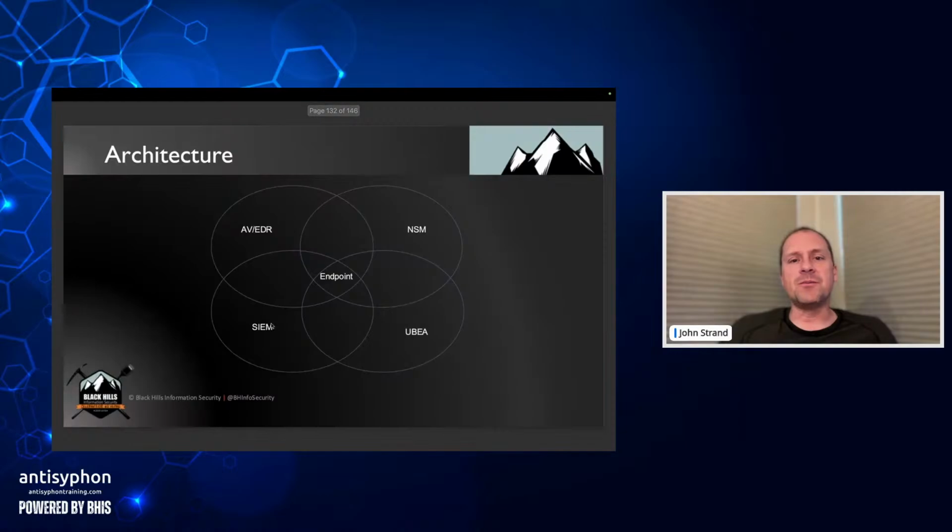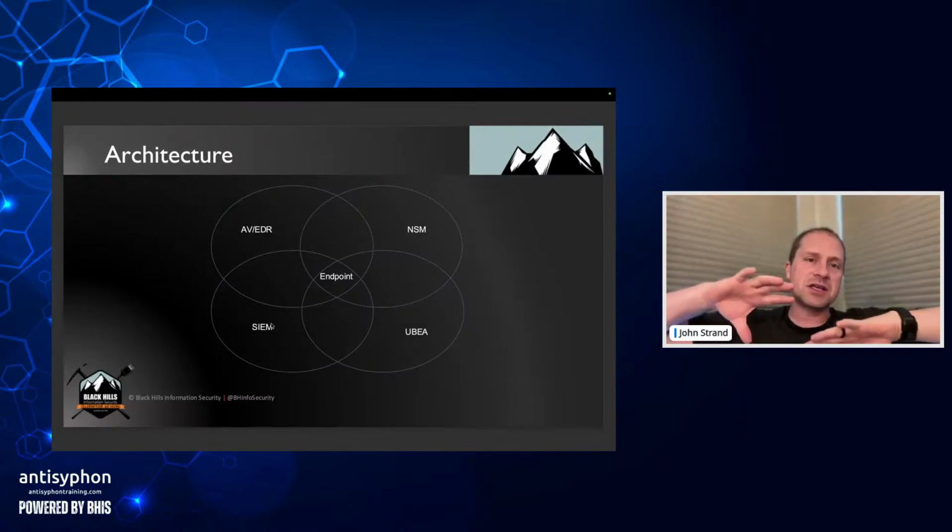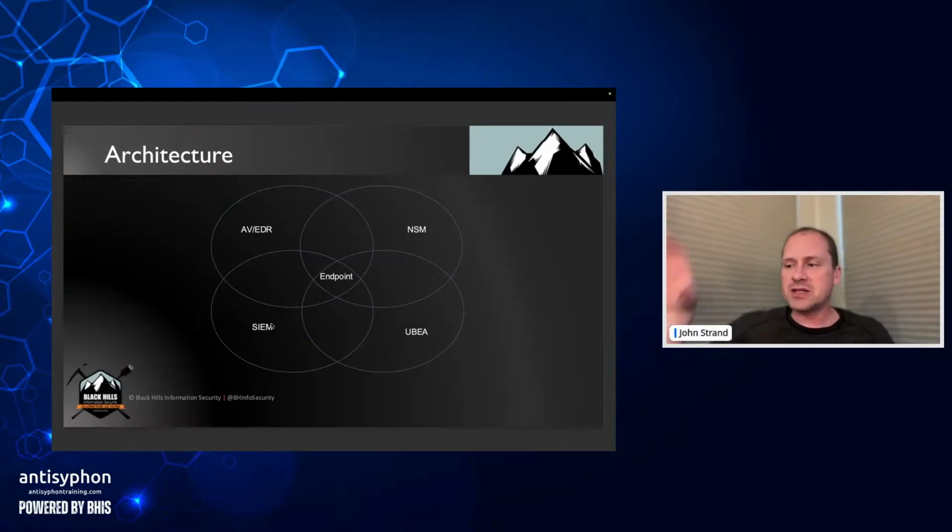All right. So all of this starts tying together. You've got AV and EDR, network security monitoring, user entity behavioral analytics, and SIEM. And if that all is configured correctly, it's all tied into protection on the endpoint.